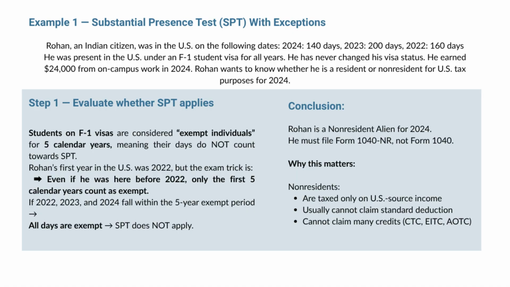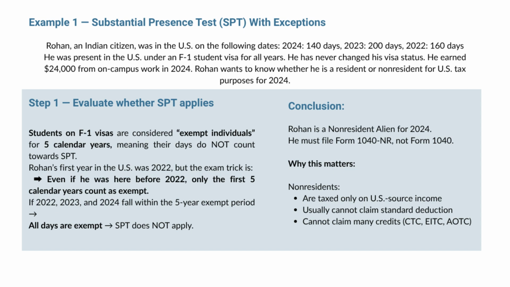Substantial Presence Test, SPT, with exceptions. Rohan, an Indian citizen, was in the US on the following dates: 2024, 140 days; 2023, 200 days; 2022, 160 days. He was present in the US under an F1 student visa for all years. He has never changed his visa status. He earned $24,000 from on-campus work in 2024. Rohan wants to know whether he is a resident or non-resident for US tax purposes for 2024.